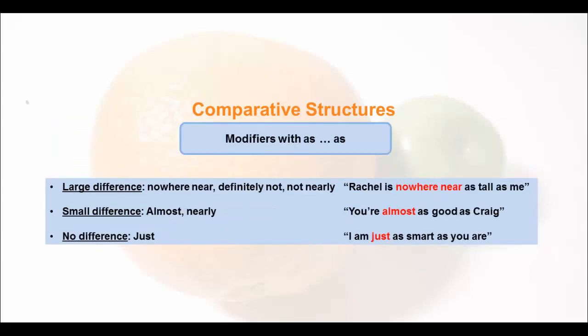And when comparing using as, for a large difference, use nowhere near, definitely not, or not nearly. Rachel is nowhere near as tall as me. For a small difference, use almost or nearly. You're almost as good as Craig. If there is no difference, use just. I am just as smart as you are.